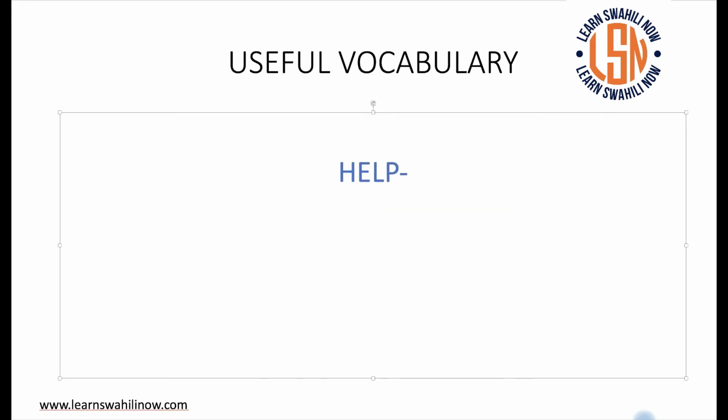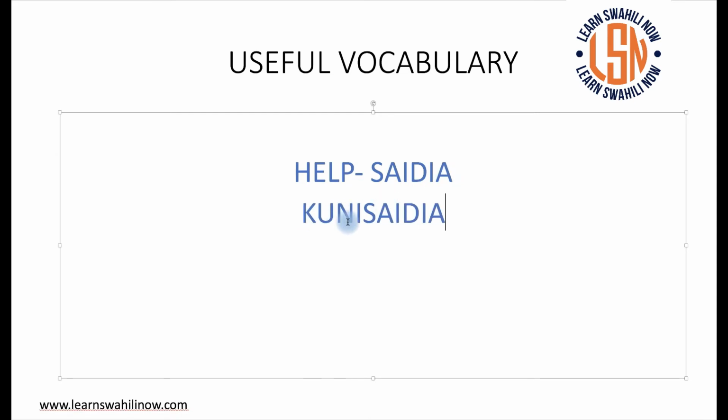So this is how we're going to be utilizing this verb to be able to or can. All right? Okay, another useful word would be help. So to say help, you simply say saidia. But as you can see, it feels naked. You don't know who you're helping, all right? So if you're going to be conjugating this, you would say kunisaidia. This is to help me. We have that object ni there, okay? So how would you say, can you help me?